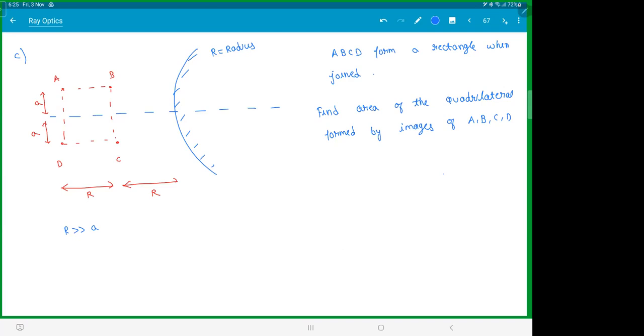I hope the question was clear. Anyone who didn't get the question, please ask. So first find the location of these 4 points. Then join them. You'll get a quadrilateral. Find the area of that.